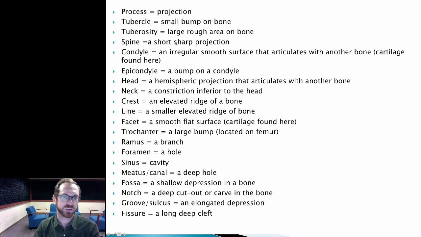A spine is a short, sharp projection. A condyle is an irregular, smooth surface that articulates with another bone. And this is where you're going to have cartilage, and this is going to prevent bones from rubbing together. So I don't want to go over all these, but I just put this here so that you can use it as we're going through this AV lecture, again, as a way to translate some of the weirder terms that we're going to go over. And again, this is also in your lab manual.